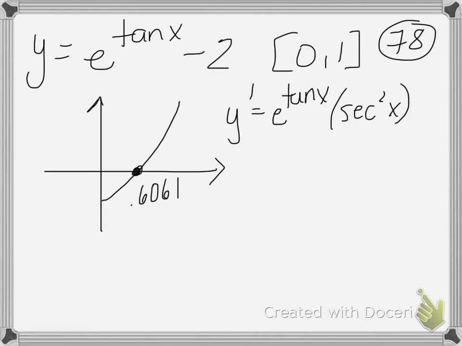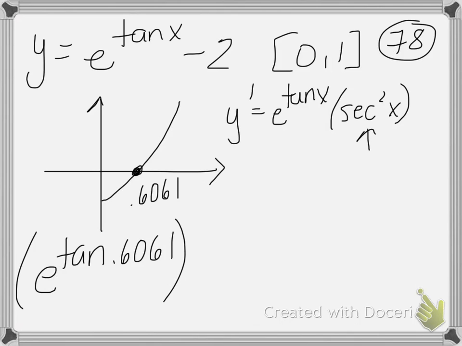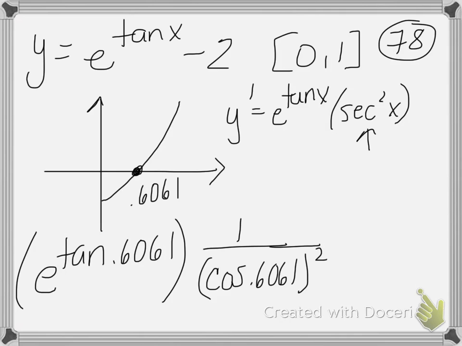The only thing is that we don't have anything for secant in the calculator, so you're going to have to change it to this. e to the tan of 0.6061. So that's going to be in parentheses. And then you're going to have 1 over, secant is the same thing as 1 over cosine. So cosine of 0.6061 all squared, and then that also is going to need parentheses.